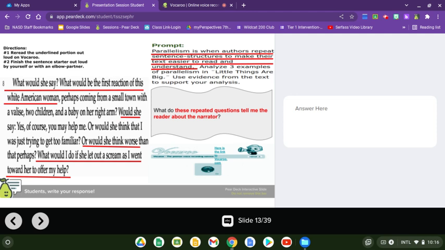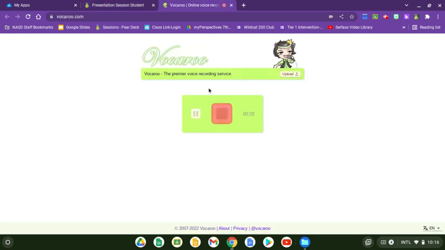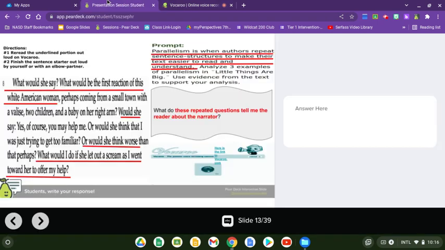I hope that was awesome. Now, we haven't had a chance to get to the question yet, all right? So I'm going to show you how to pause it. You go to these two little lines next to each other. Boom. It's paused. Now let's take a look at this question together. What do these repeated questions tell me, the reader, about the narrator? And in case you forgot that word narrator, it's the person telling the story. Well, I'd like you to take a moment and answer that question.